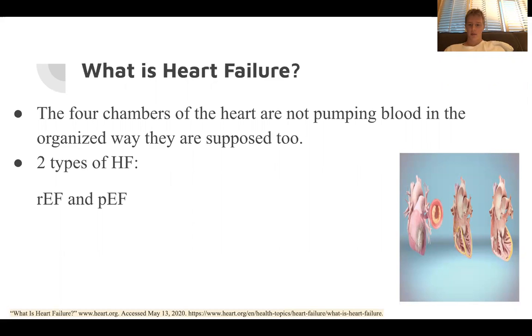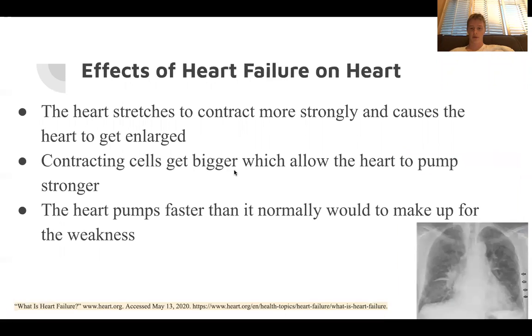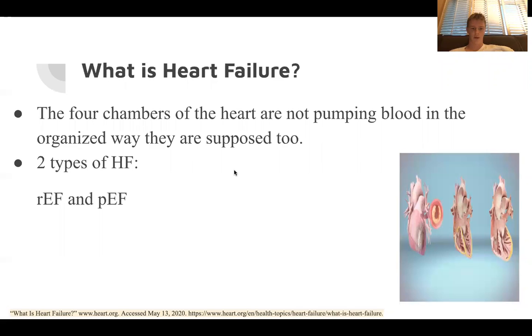Reduced ejection fraction is when the left ventricle can't contract vigorously, indicating a pumping problem. The preserved ejection fraction heart failure is also called diastolic heart failure. This is when the left ventricle can't relax or fill fully, so this also indicates a pumping problem. In reduced ejection fraction, the heart muscles become weakened in their ability to pump, and in preserved ejection fraction, the muscles become stiff in the heart.